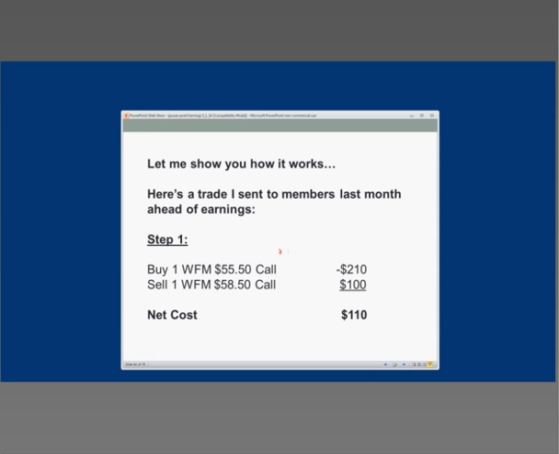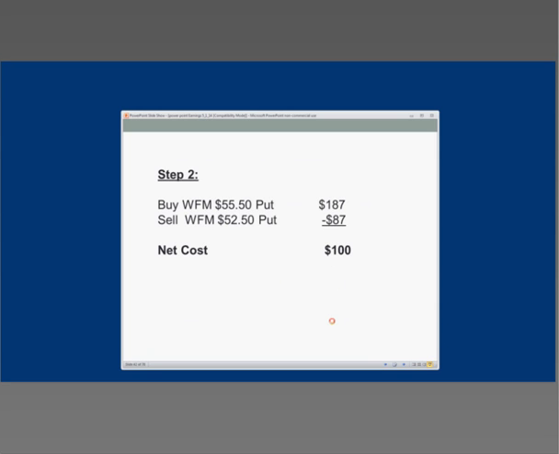Now this was on Whole Foods Market in that first quarter earnings cycle, and this is a trade that was sent out. Step 1 was buy the Whole Foods 55.5 call, paid $210. Sell the Whole Foods 58.5 call, collected $100, so the net cost on that step 1 spread was $110. Now the second step was to buy Whole Foods Market 55.5 puts at 187 and sell the 52.5 put at 87. Net cost on that one was $100.